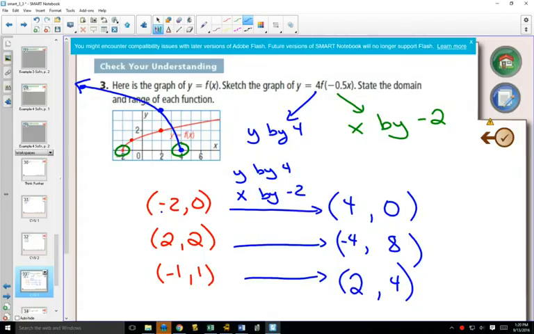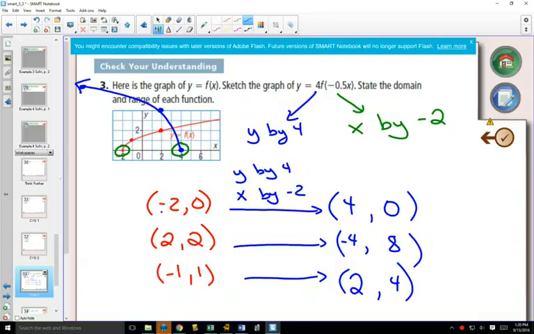The negative sign. So that negative, if we think back to section 3.2 where we did the reflections, if a negative is inside the function, which it is, then it's affecting the x. And if you think about your x-coordinate turning to a negative, that's going to flip it over the y-axis.